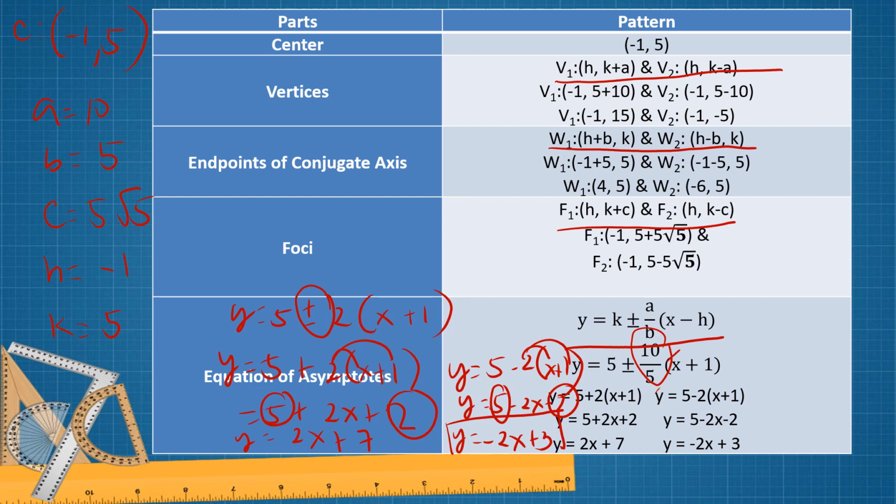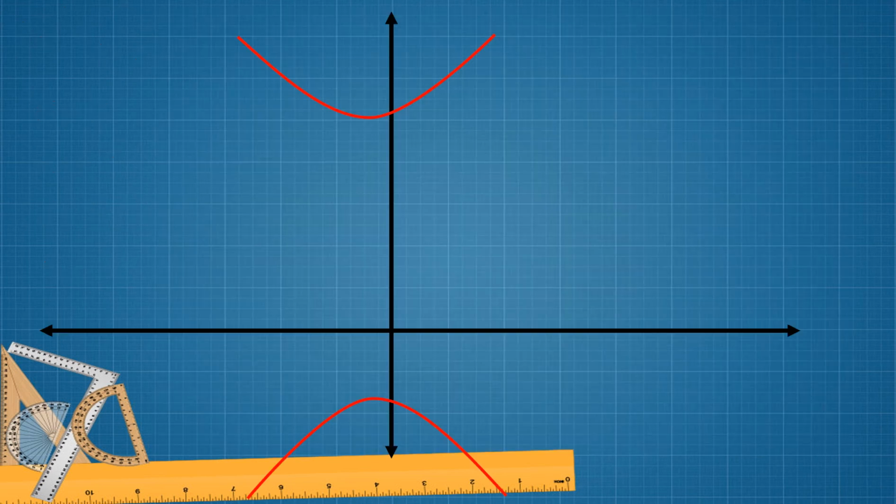Now, if we're going to use the graphing method, we're going to start plotting the center, which is located at (-1, 5). After locating the center, we can locate the vertices. To locate the vertices, we're going to use the value of a, which is equal to 10. So we're going to count 10 units upward and 10 units downward. And here are the vertices.